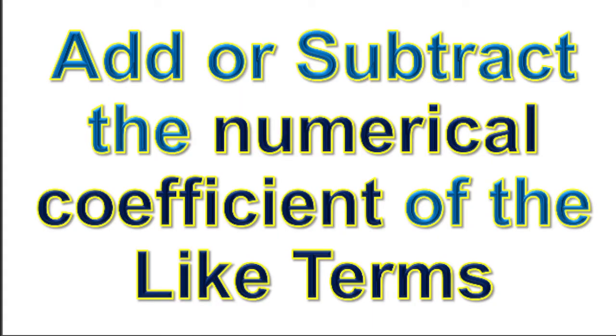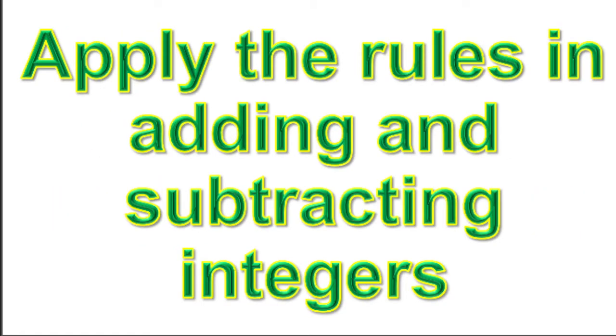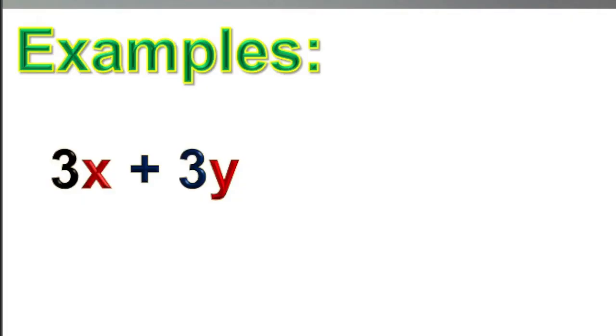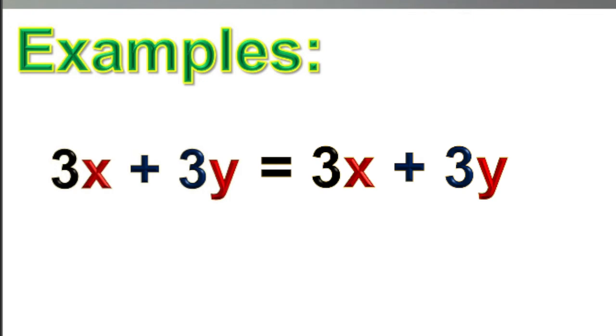In adding and subtracting polynomials, we just add or subtract the numerical coefficients of the like terms. We just apply the rules in adding and subtracting integers. Let's have this first example, 3x plus 3y. The two terms are not similar. Then we cannot add the terms. So, just copy the terms as the answer.